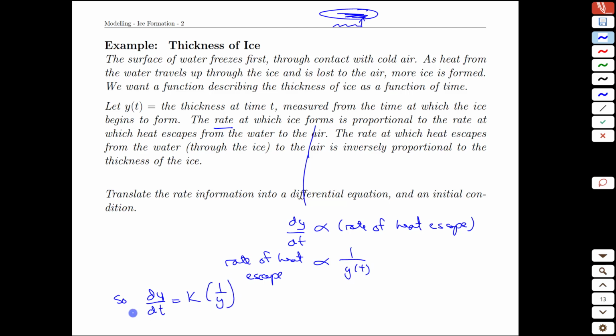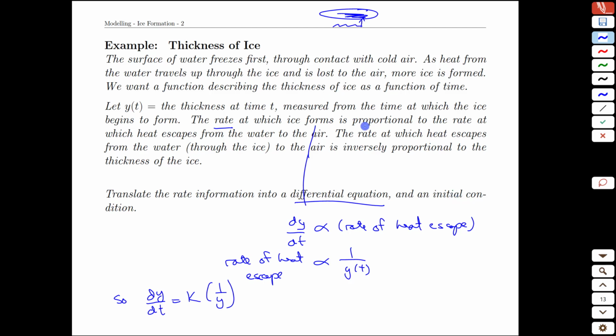So we're going to have a differential equation like so. The rate of change of the thickness of the ice is a constant times 1 over the current thickness. The thicker this is, the less quickly ice forms. The smaller this multiplier will become. So that is a differential equation for our model, and we also want to add an initial condition.